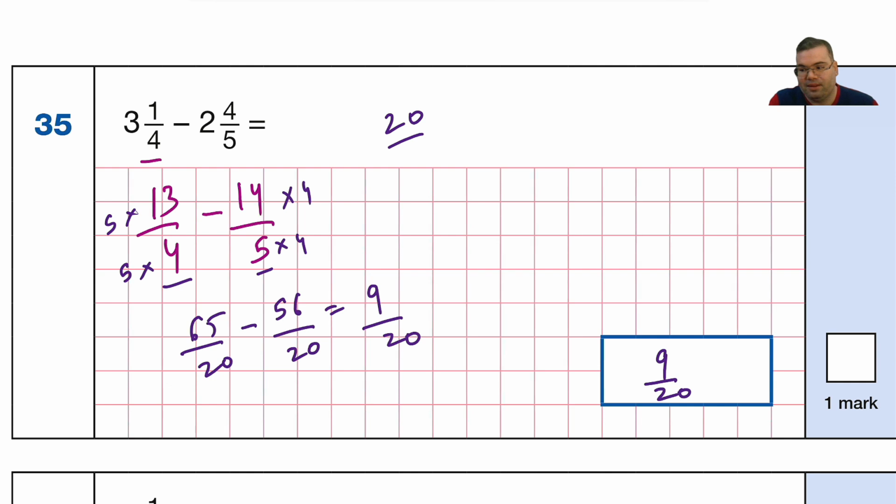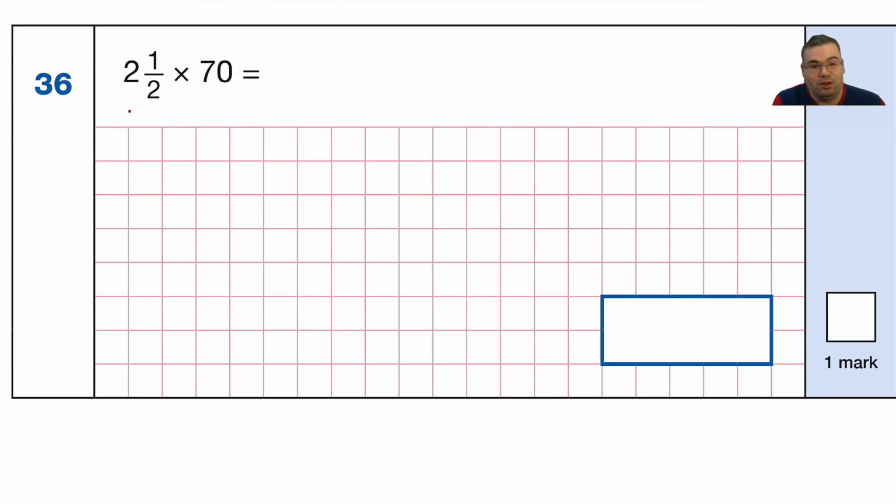Very easy, right? So this is the last question. 2 and 1 by 2 times 70. Here we know that we can break it as 2 plus 1 by 2, right? So just simplify it like that. So we should write down 2 times 70, right? Plus, now this 1 by 2 is left. So 1 by 2 times 70.